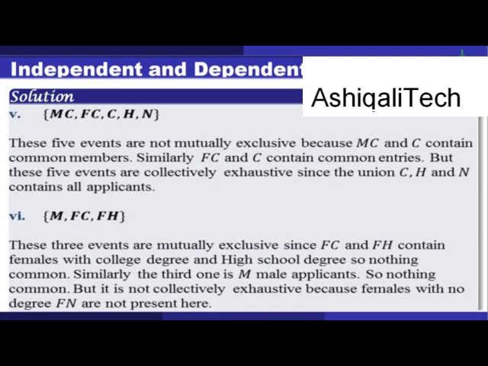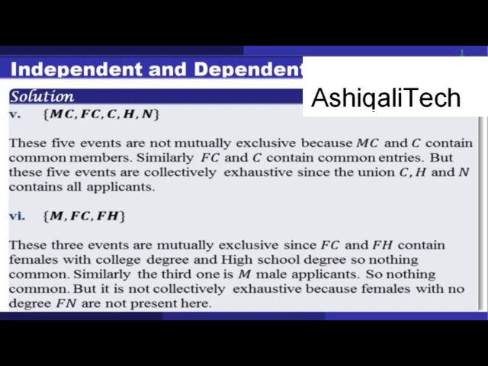Similarly, for example number 5, we see that these 5 events are not mutually exclusive because MC and C contain some common members. Similarly, FC and C may contain some common entries, but these 5 events are collectively exhaustive since the union of C, H and N contains all the applicants.